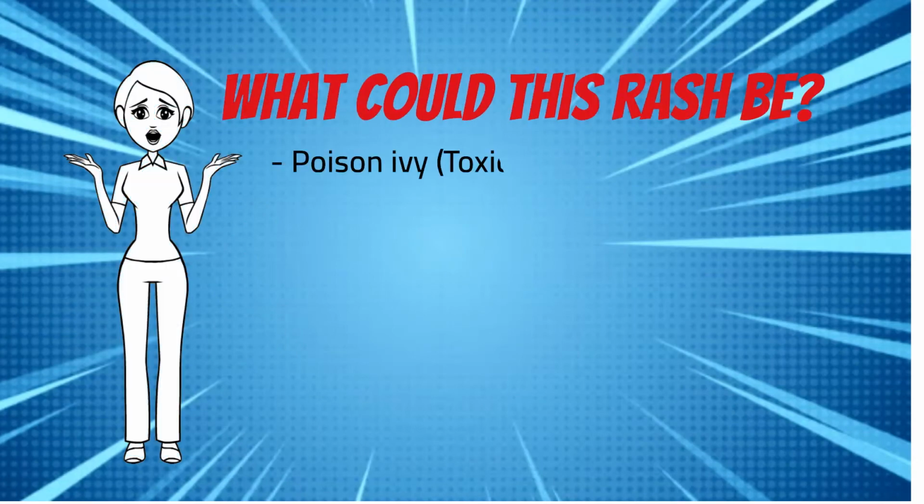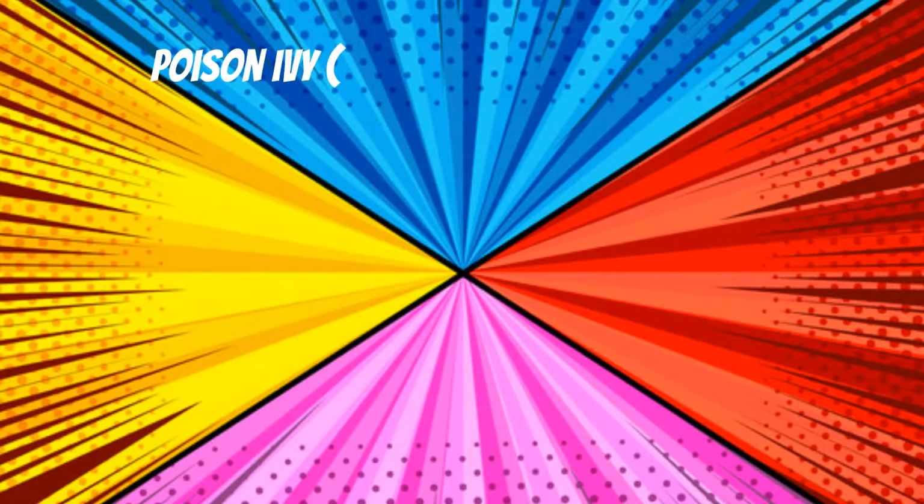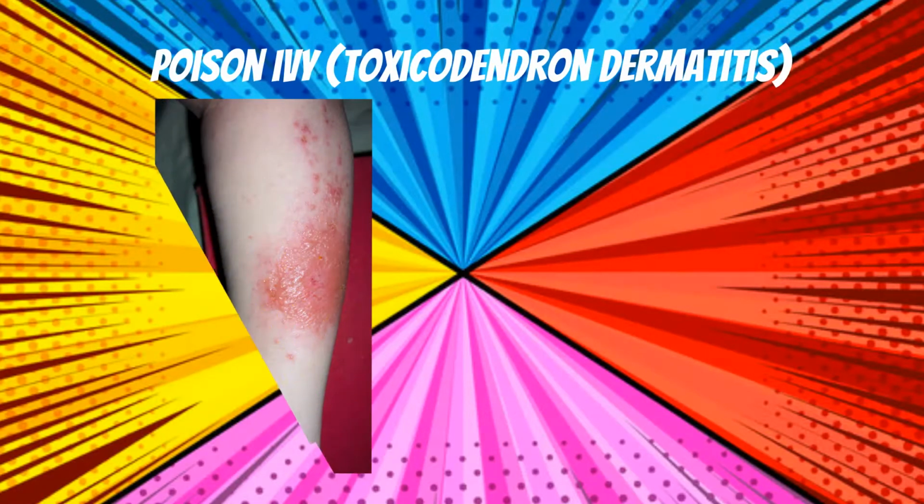Well, what could this rash be? These are our top 5 differentials: poison ivy, HSV1, Coxsackie virus, bullous impetigo, varicella, or shingles. Now let's talk about poison ivy. This is a rash that happens when someone comes in contact with poison ivy, poison oak, or poison sumac.